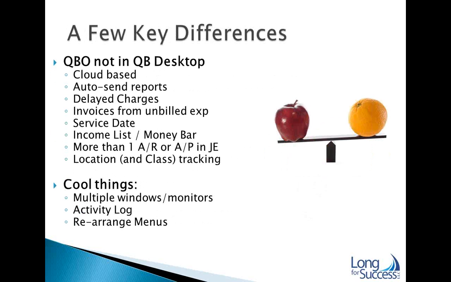You can have more than one AR or AP in a journal entry with QuickBooks Online. In the desktop, you can only have one. That's not a limitation with QuickBooks Online. You also can have location and class tracking. You can have class tracking for QBO or QuickBooks on the desktop, but you can also have class and location in the QBO.